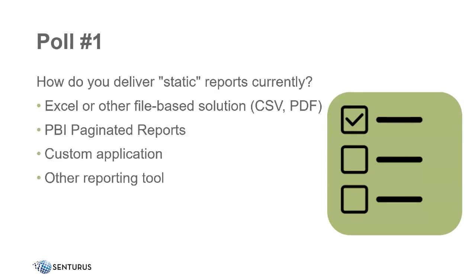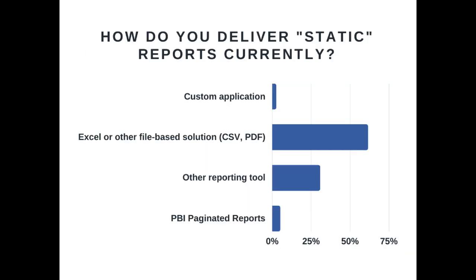And now for our poll. Because what is a Senturus webinar without a poll? We got to have a poll. So let's ask, how do you deliver static reports currently? Now, by static, we're not talking just about printed versions. We're not talking just about printed versions, talking about things that you might email, anything else. So how do you do it? Let me start that poll. All right, here we go. Going once, going twice, boom. And what a shockaroonie. The majority of you are using Excel or other file-based solution. Doesn't come as any surprise. This is what I literally expected this poll to end up looking like.